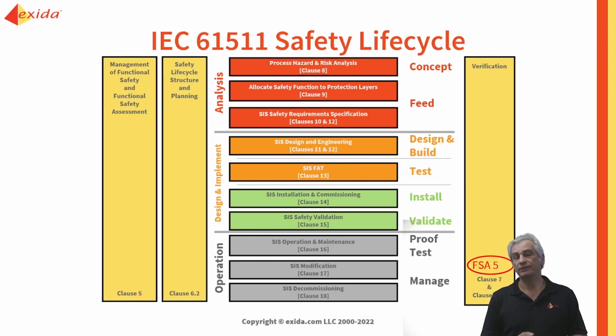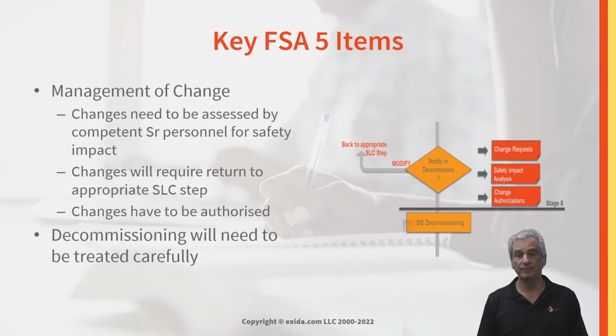When it comes now to changes and management of change, here again, the idea behind FSA 5 is that we need to do a safety impact analysis. So somebody who is competent and responsible for doing this needs to perform that analysis prior to any changes being implemented. And this will apply to not just the hardware, but also to the application. These changes have to be authorized, and then of course we need to go back to the relevant part in the life cycle and follow through all the steps again.